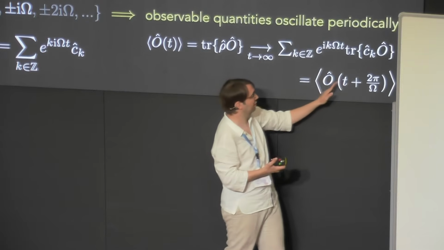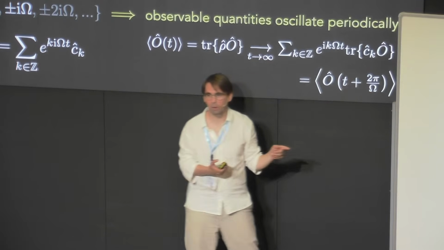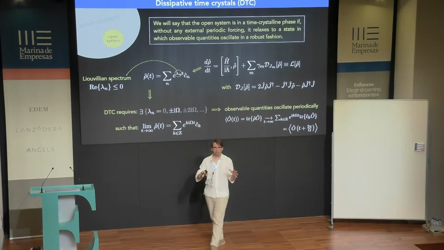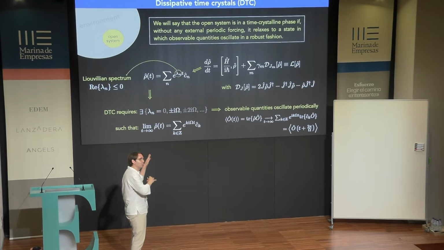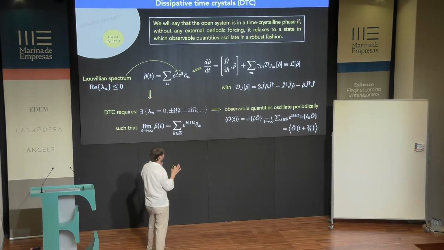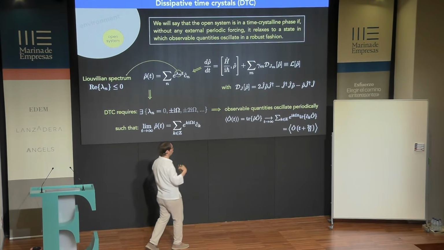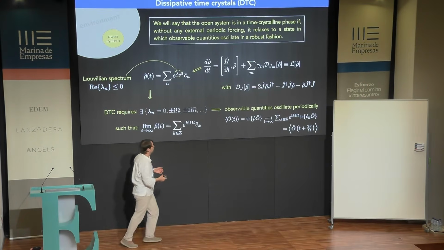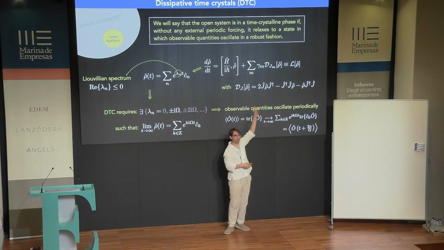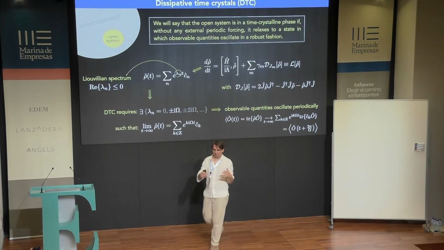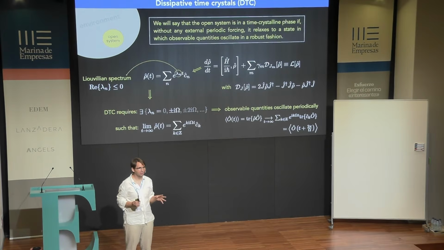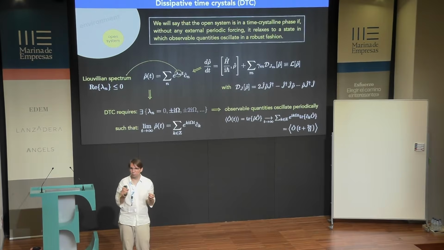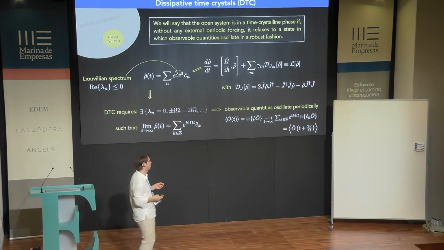It's equal if you shift the time by 2 pi divided by omega. So all you need in open systems, because it's not so easy to get as we would discuss if we had time, but all you need in open systems to have a time crystal is finding a Liouvillean, so finding a master equation that has a spectrum with imaginary eigenvalues, okay? And then, of course, you have to check if it's robust against local perturbations or things like this, okay?